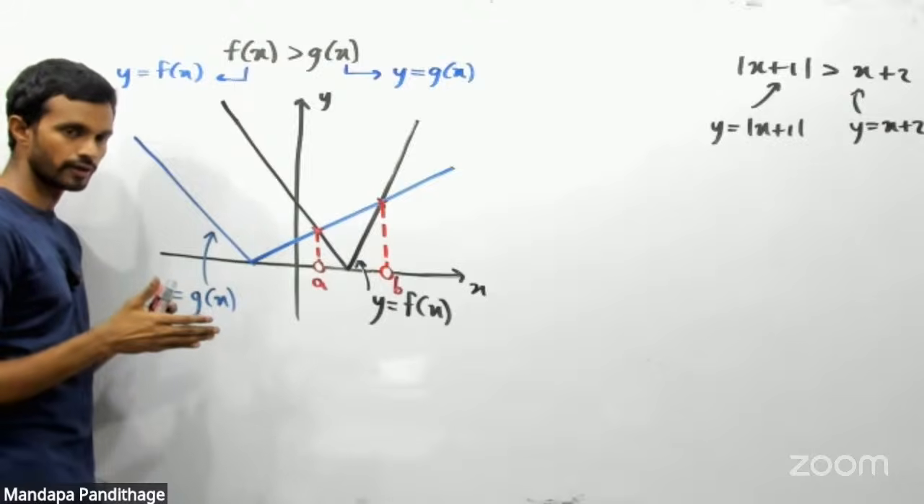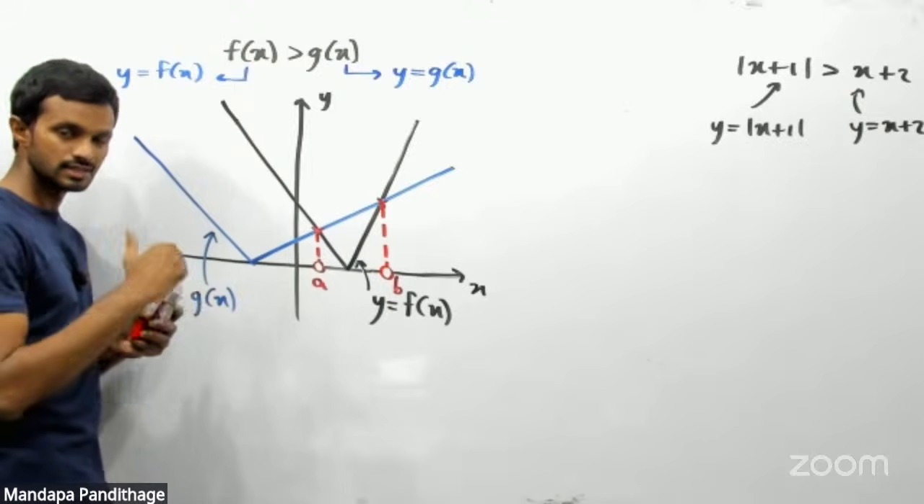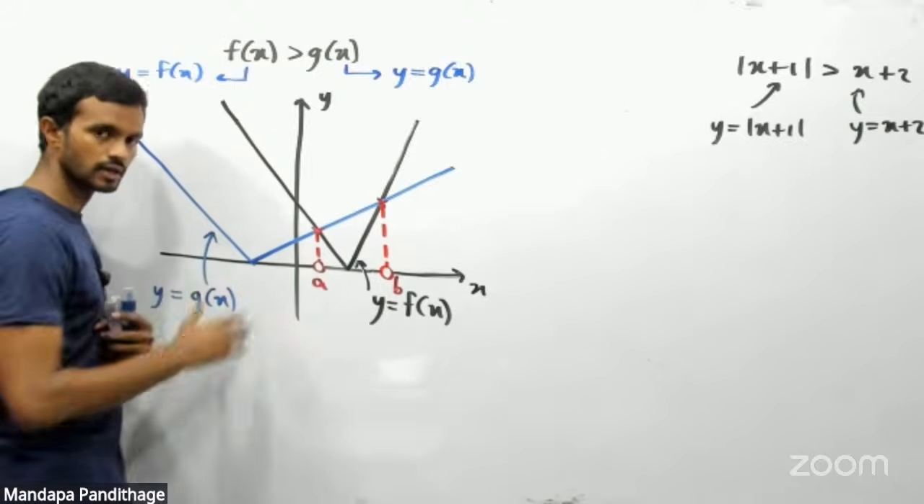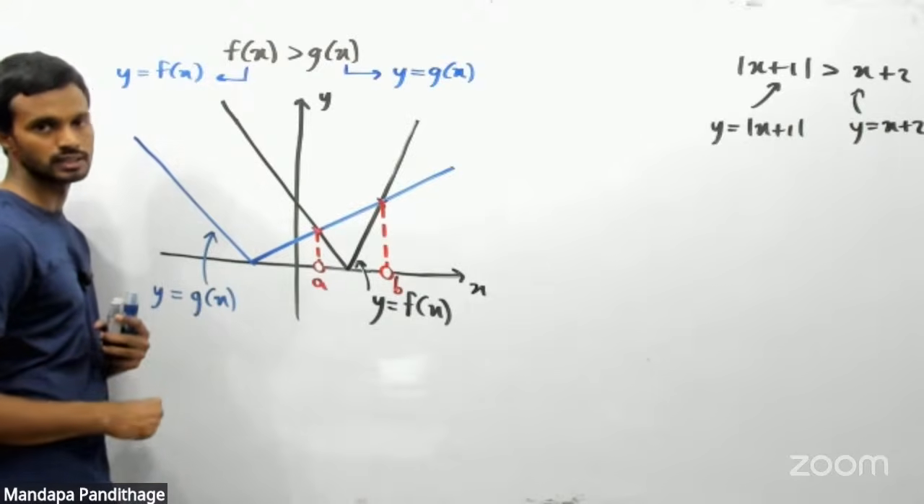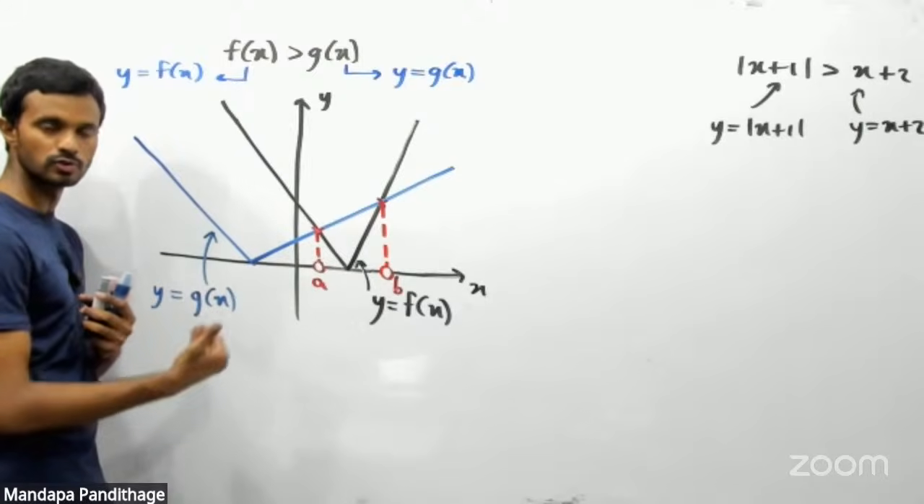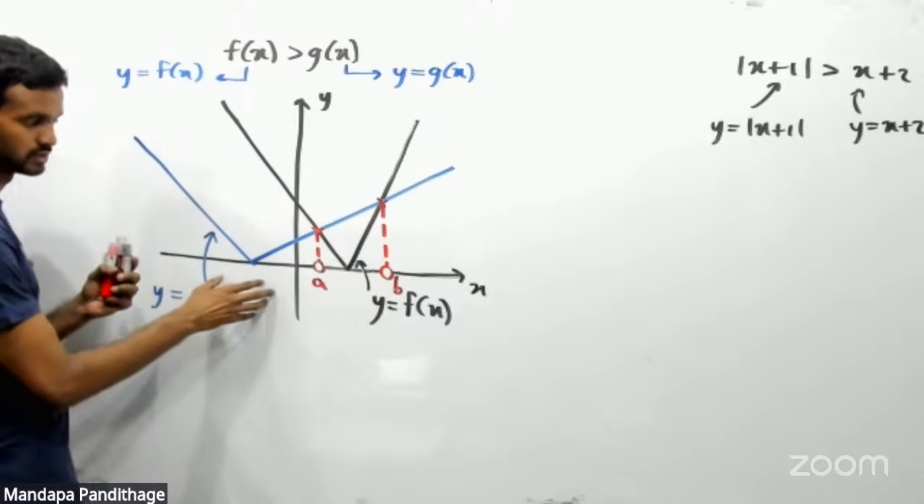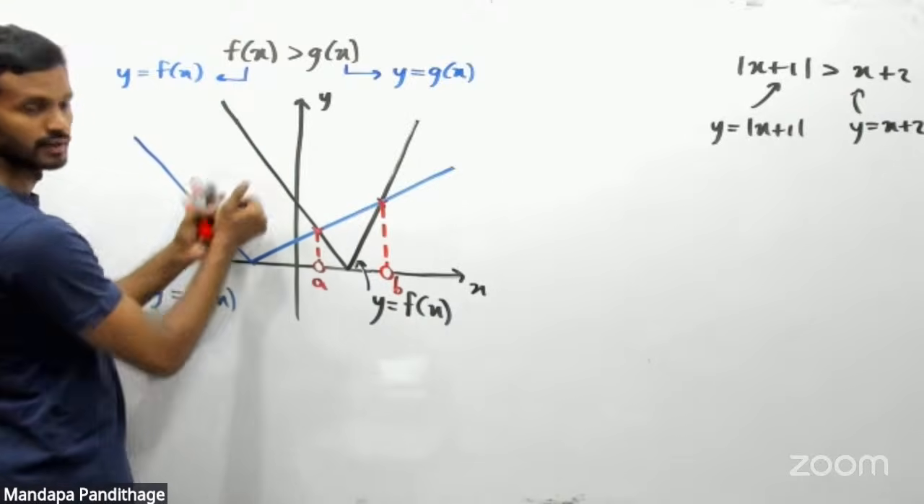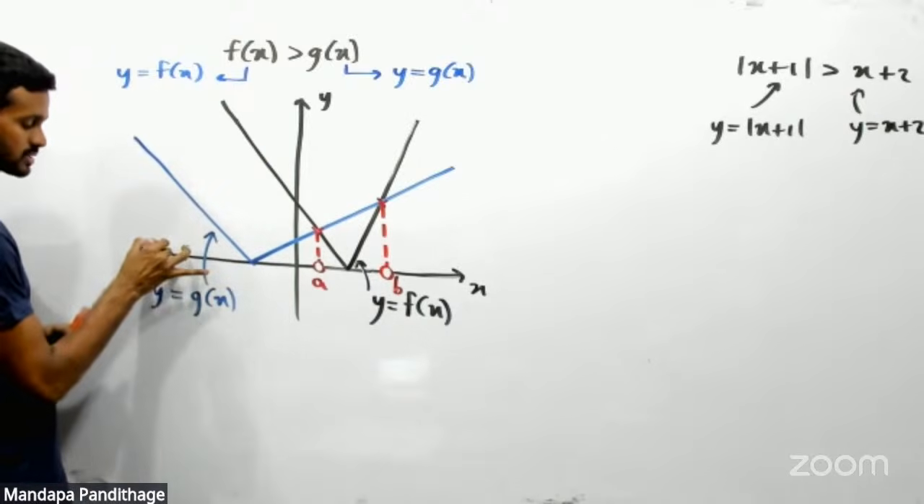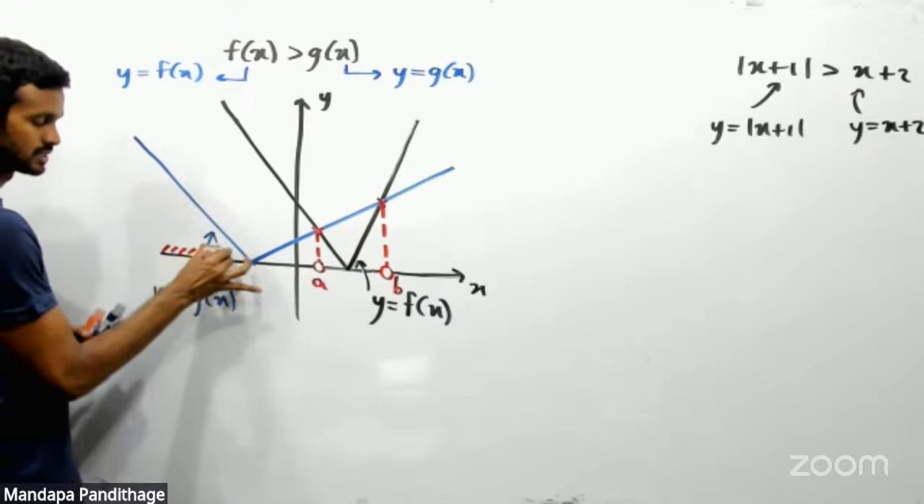So here we need to find the region where fx is greater than gx. According to the graph, you need to find the region where fx is above gx, because greater than gx means it should be above gx. So here we have gx and fx is greater than this. In this region, it's clear fx is greater than gx.